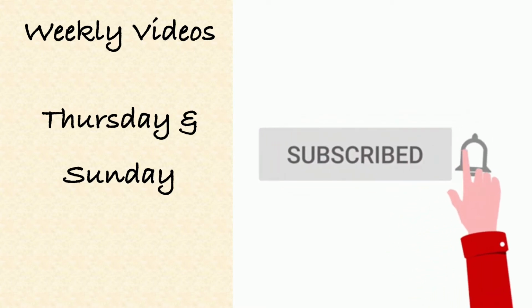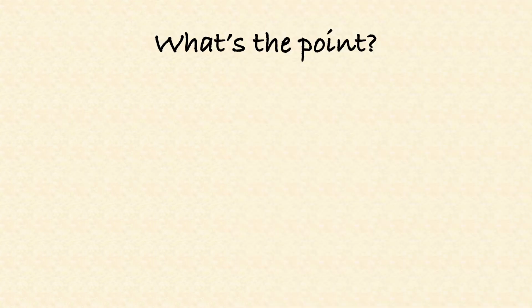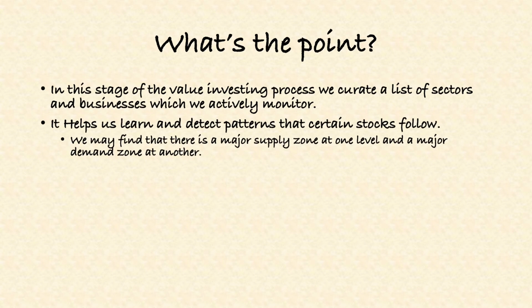So, now on to how to choose the winning shares. The first thing that we do is we create a shortlist. You may be asking, what is the point of a shortlist? In this stage of the value investing process, stage 2, we create a list of sectors and businesses which we actively monitor. These help us learn and detect patterns that certain stocks follow. For example, we may see there's a major support level at one price point and a major resistance level at another, and we may use that information to help inform our trades and investments as we go forward.